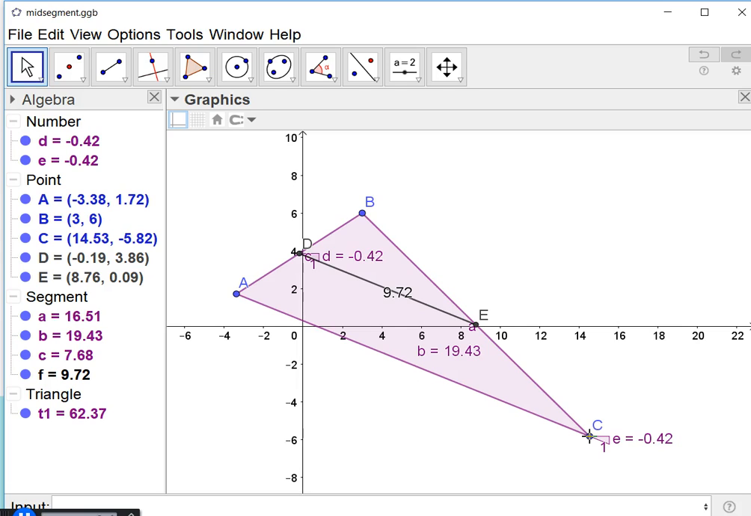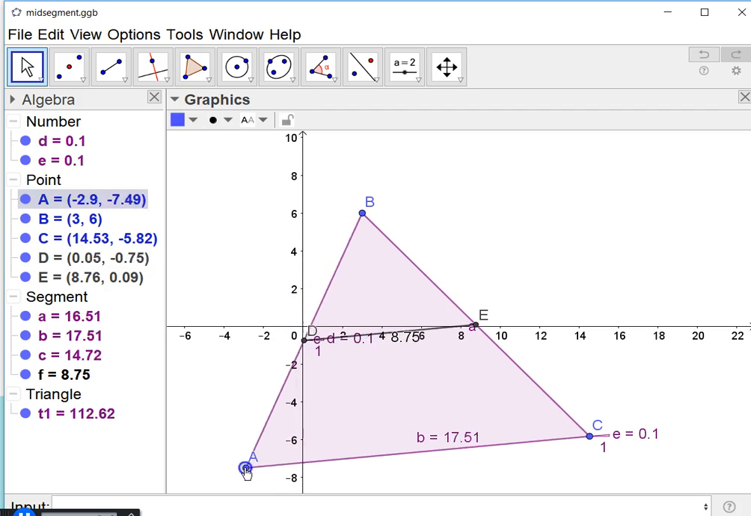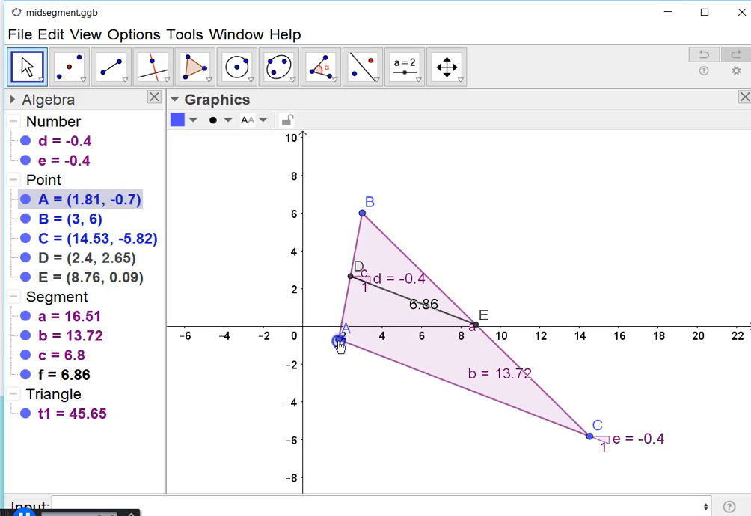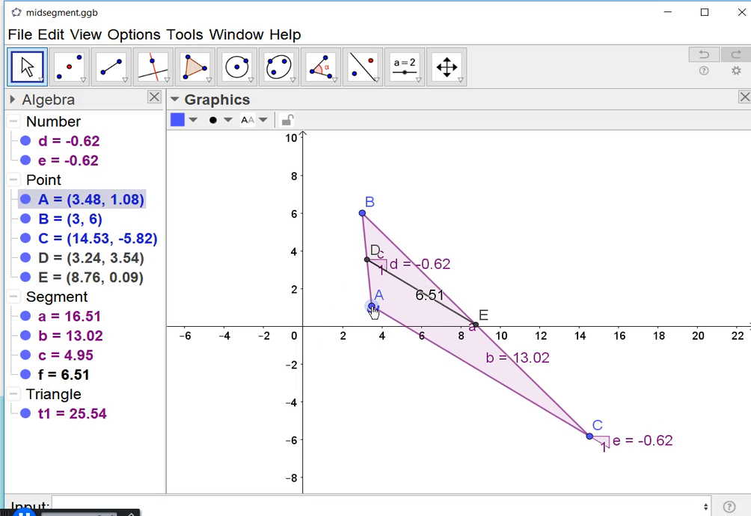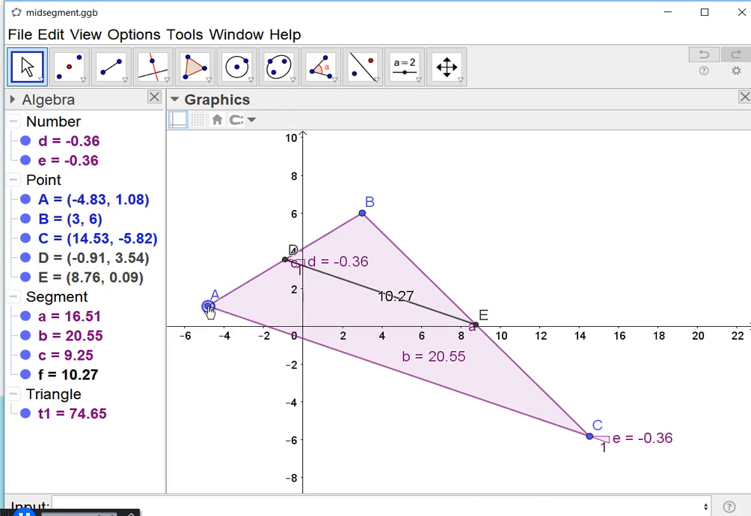Now, is DE still half of AC? Well, AC is about 20 and DE is about 10. So without doing an actual calculation, it sure looks like it's still half as long. So what if I make it something like this? 6.5, 1, and if we double it, so it stays half the length and the slopes stay the same.